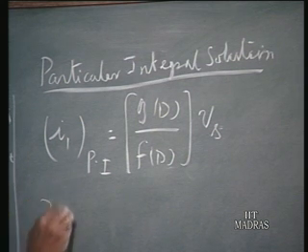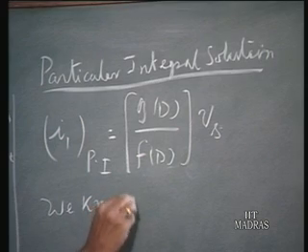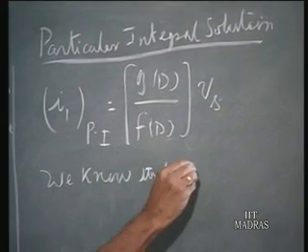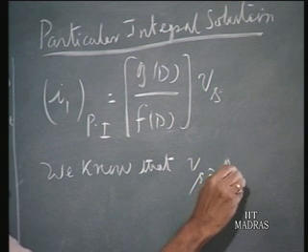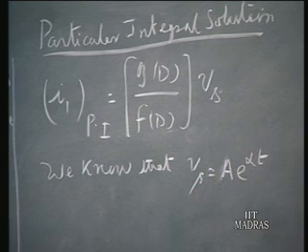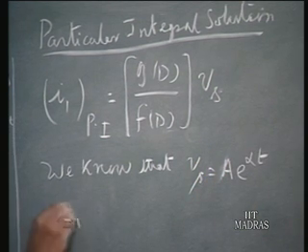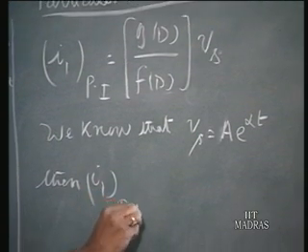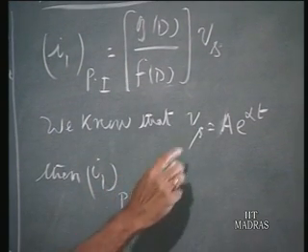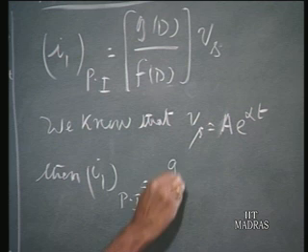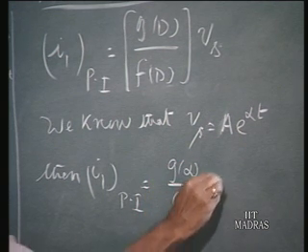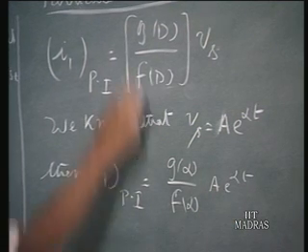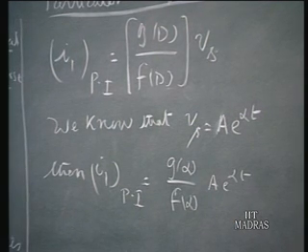We know that if Vs is of the form, say, a e to the power of alpha t, then the particular integral solution is obtained as g of alpha divided by f of alpha times a e to the power of alpha t. That is, the operator d is replaced by simply the factor alpha in the exponent. That is how it goes.